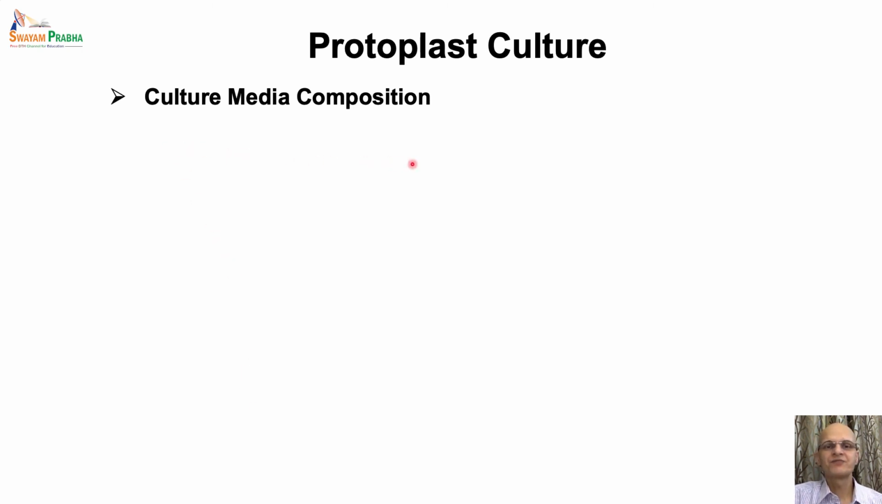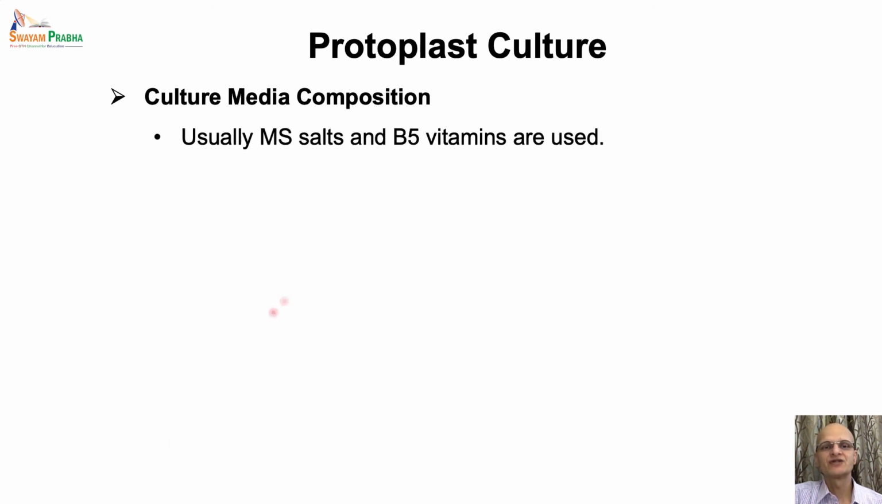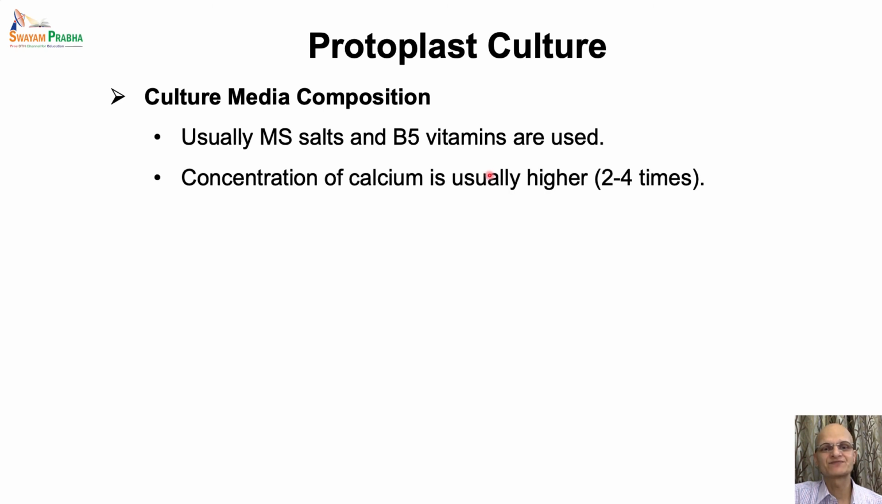Next is the culture media composition. Now, the nutritional and hormonal requirements of the cultured protoplast constantly vary depending upon at what step of the regeneration the culture is. Generally, the nutritional requirements for culturing protoplasts are similar to plant tissue culture, and usually MS salts with B5 vitamins are used for this purpose. However, there are a few special requirements for the protoplast culture and their maintenance in the suspension cultures.